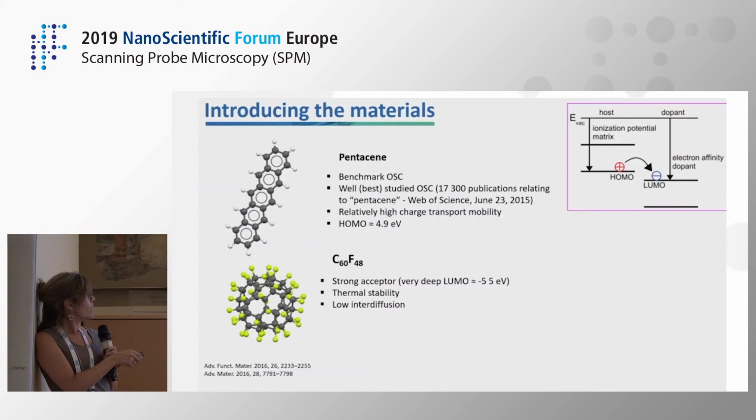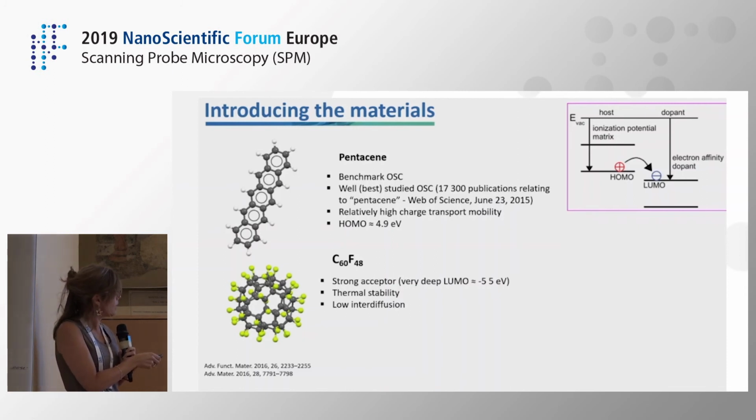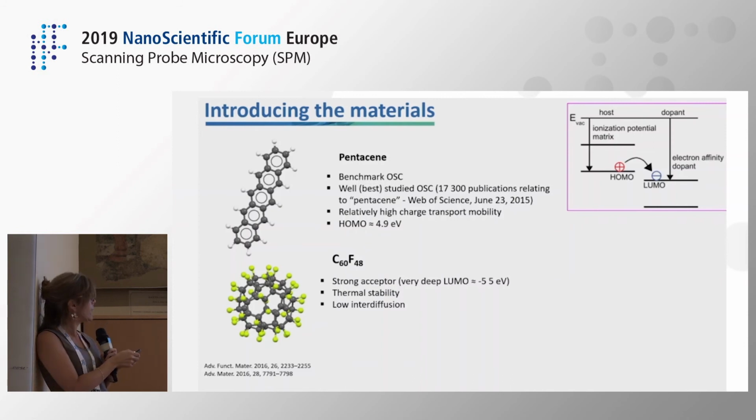So in our group now we are focusing on investigating this surface doping by exploring this molecular dopant, the fluorinated C60, on different organic semiconductors. Due to the fluorination of C60, this molecule becomes a very strong acceptor with a LUMO at about 5.5 electron volts from the vacuum level. It has a very high thermal stability, and due to its bulky shape, it has a reported low interdiffusion in the host, even after thermal annealing.